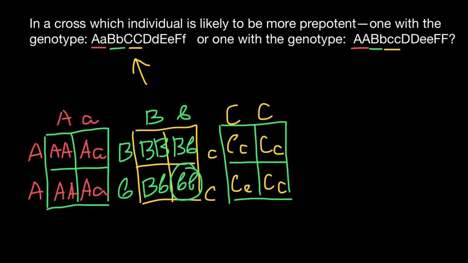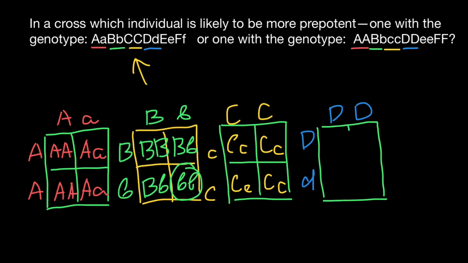Now let's compare locus D, where we can find gene D, and parent 1 is heterozygous, capital D and small d, and parent 2 is homozygous dominant. And when we build a simple Punnett square, we again can find that progeny are going to be of the same phenotype as parent 1 and parent 2. For example, if this would specify whether an animal has stripes or not, this animal has stripes, this animal has stripes, and all the progeny also would have stripes. So for this trait, none of the animals are going to be more prepotent than the other.